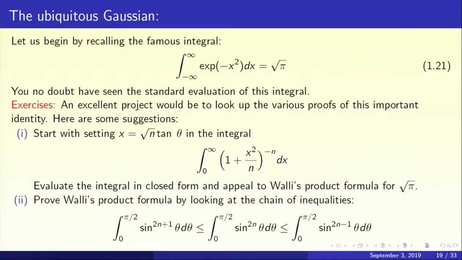When you take an even power of sine and integrate from 0 to pi by 2, you get a rational number times pi by 2. So pi by 2 gets sandwiched between two things. And now use the sandwich theorem to obtain a product representation for pi. And then compare it with what you get in the previous exercise. And you will get the magic formula 1.21.